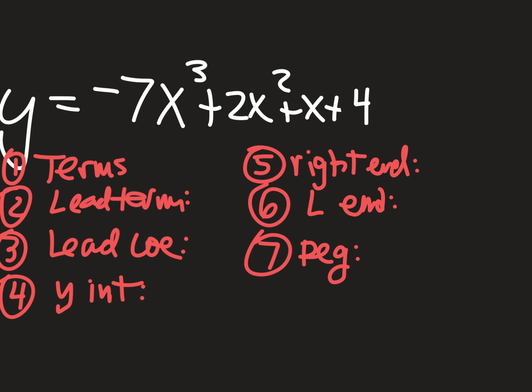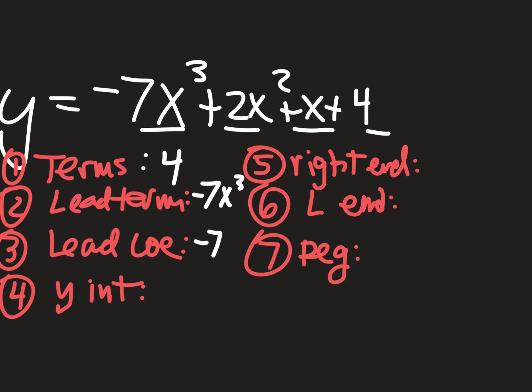Row 4. First person, Luke Wilford, you're going to answer a couple. How many terms does it have? 4. It has 4 terms. 1, 2, 3, 4. 4 terms. What's the lead term? -7 x third. Very good. What's the lead coefficient? -7. You are correct. Now the y-intercept, we will move on to row 4.